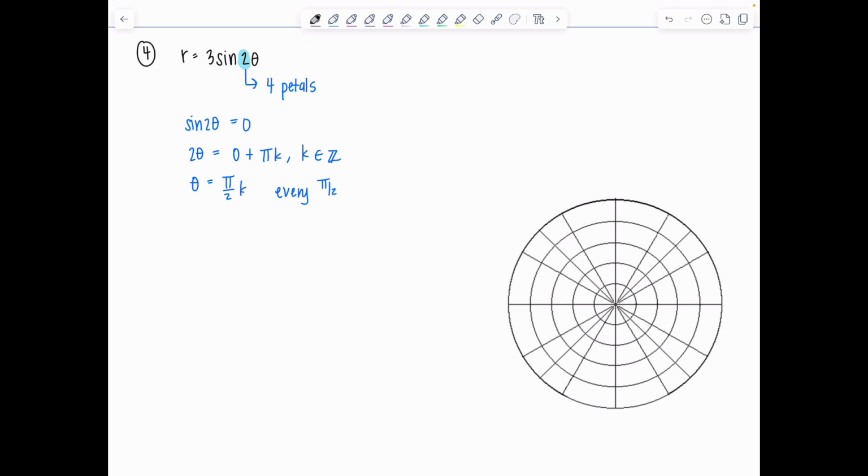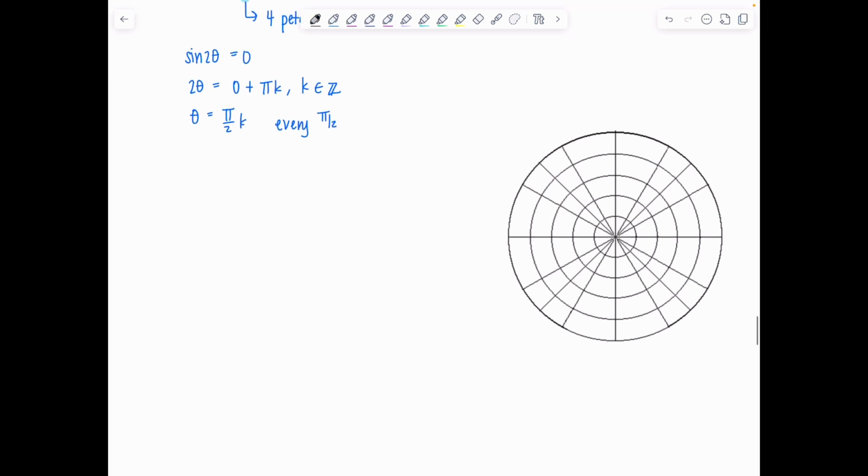This one's going to be fun. It's going to be so relaxing after the other one we did. Okay, so here's theta. Here's r, which is 3 sine 2 theta.